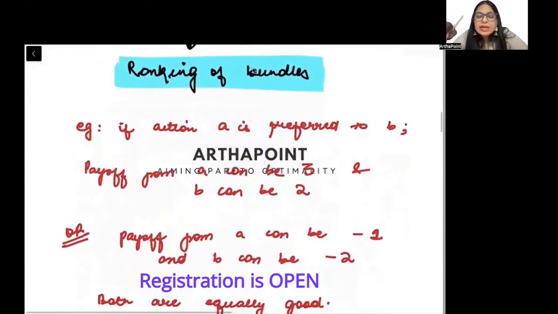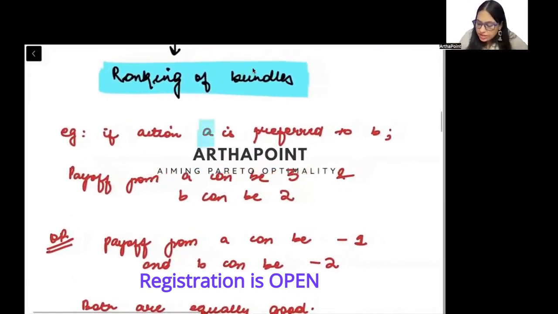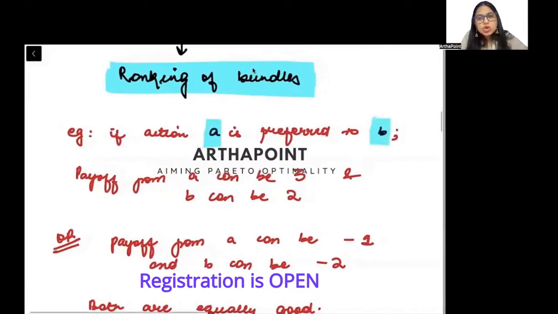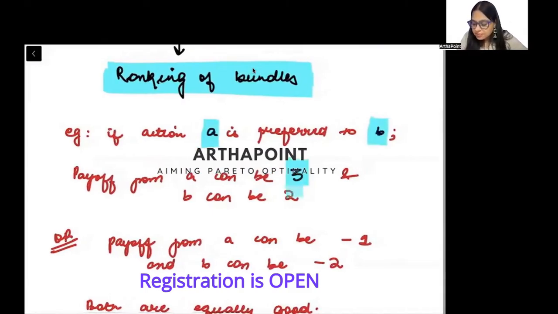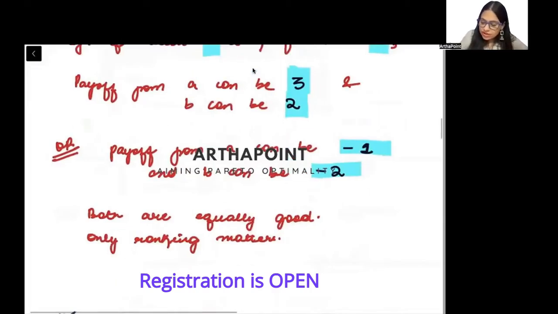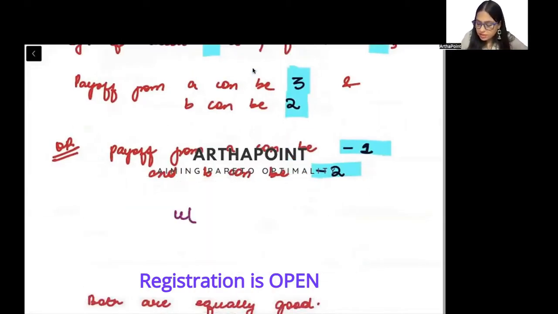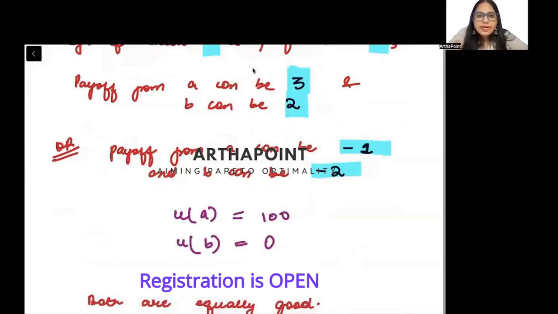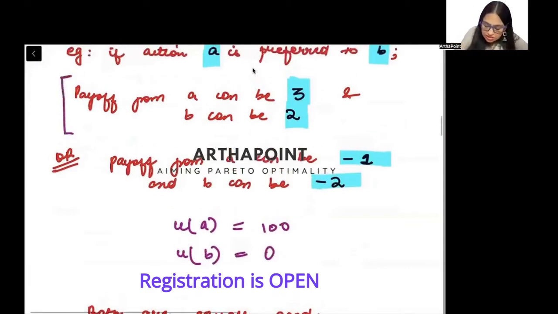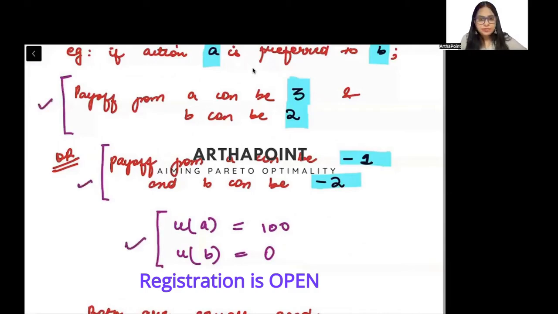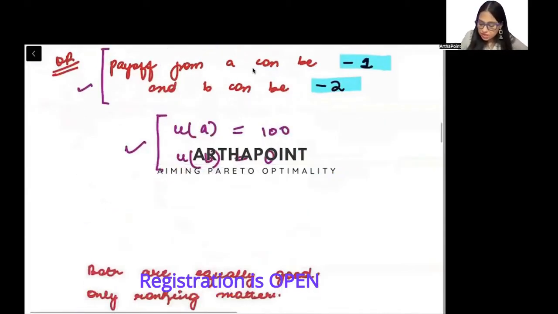हम किस चीज पे काम कर रहे हैं कि if any action A is preferred over B, so you can give the payoff of A as 3 and B as 2, or you can give the payoff as -1 and -2, या फिर you can give the payoff from A as 100 and B as 0. It does not matter. All these three things are same to me. मेरे लिए इन तीनों ही चीजों का मतलब same है. All these three things mean that A is preferred over B.